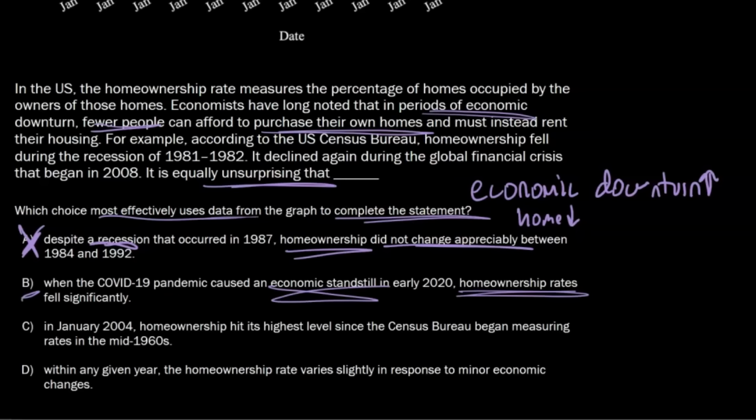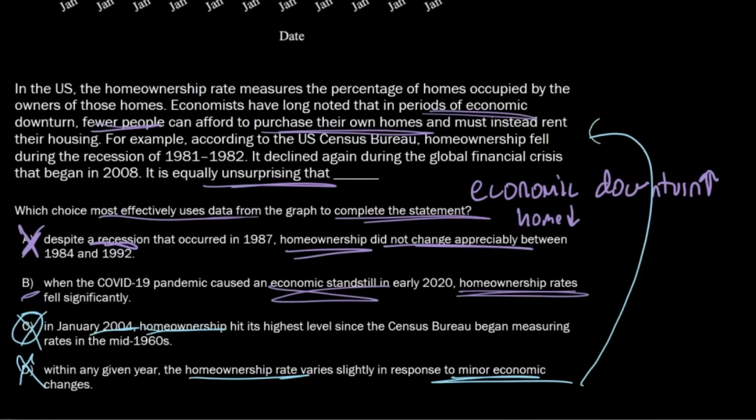All right, let's take a look at another one. In January 2004, home ownership hit its highest level. It's not really related. We don't know what happened in January 2004. The College Board is not expecting you to know what happened in January 2004. So this is not our answer. Now, D: within any given year, the homeownership rate varies slightly in response to minor economic changes. Again, it doesn't really relate. That just makes sense, but it doesn't fit in with this cycle here.